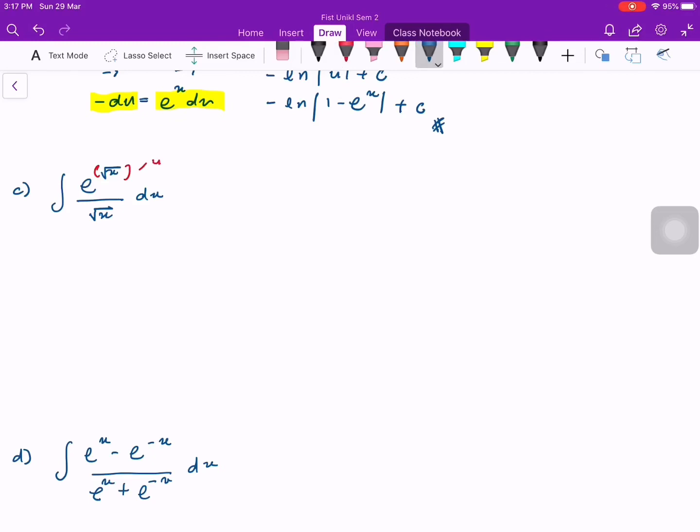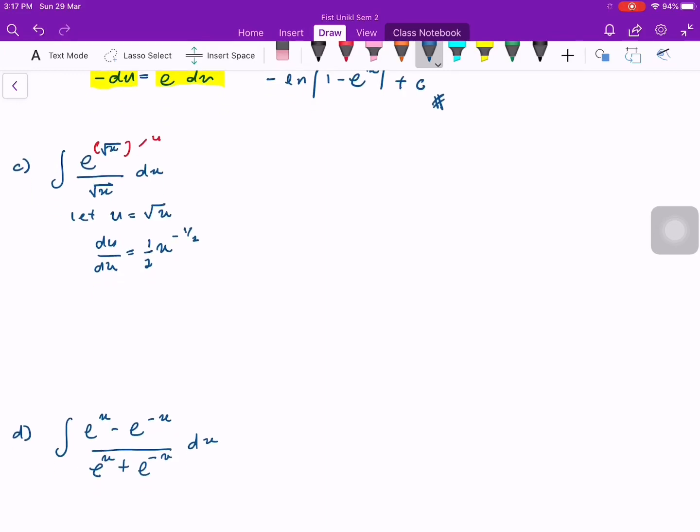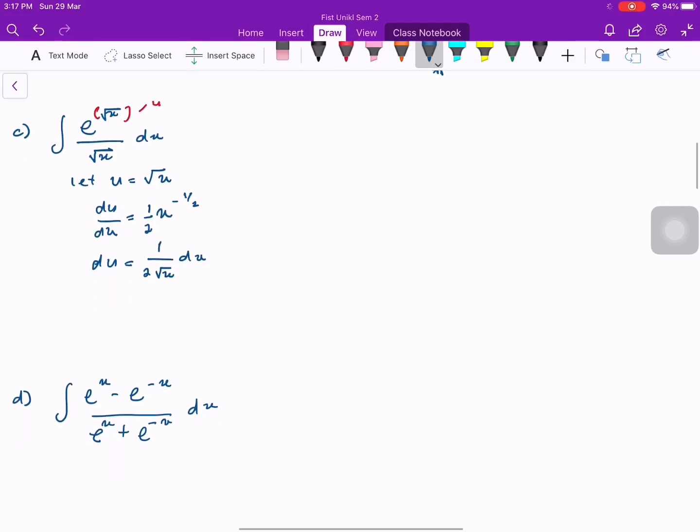Now we are going to let u equal root x. Then we will have du over dx equals half x to the power of negative half. Then cross multiply, so I simplify: half x to the power of minus half becomes 1 over 2 times root x dx. Then by multiplying both sides by 2, I will get 2 du equals 1 over root x dx.